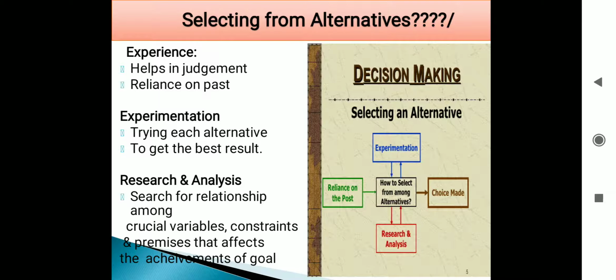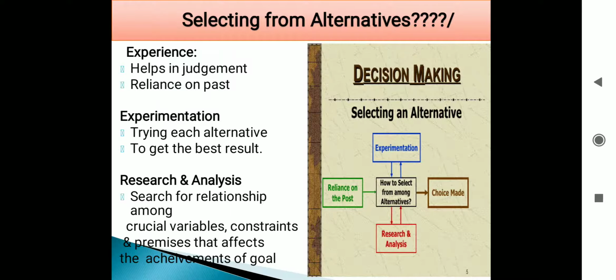Next is how do we select from alternatives? What are the techniques or tools used to select from alternatives? The basic 3 tools being used are: the first is experience, the second is experimentation, and the third is research and analysis. Experience is a basic tool which helps in the judgment of alternative solutions. Normally we rely on past experience and find an alternative solution. Experimentation is trying each and every alternative solution so as to get the best result. It is just a trial and error method.